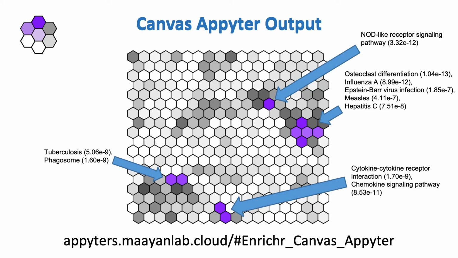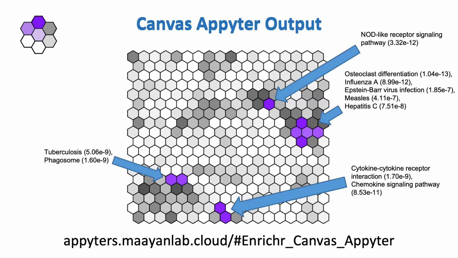Because the fitness function and algorithm seek to maximize the similarity of each hexagon to its neighbors, the hexagons end up clustered with hexagons that are most similar to them. And remember that in this canvas, each hexagon represents a gene set. So the hexagons close to each other have overlapping gene sets.